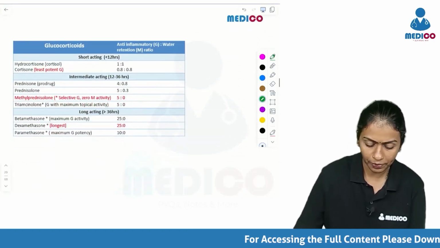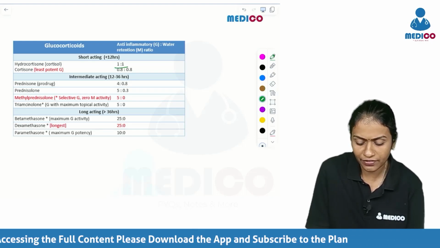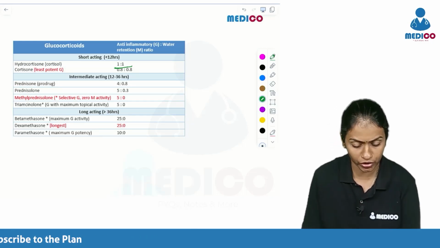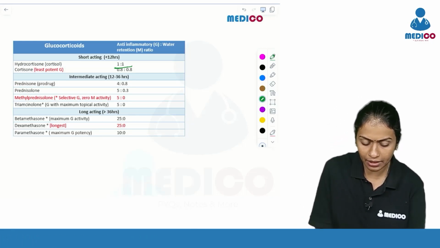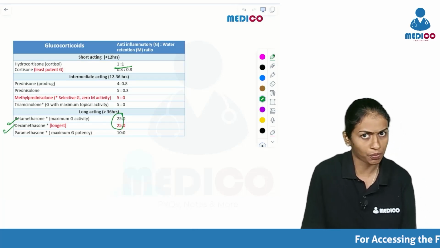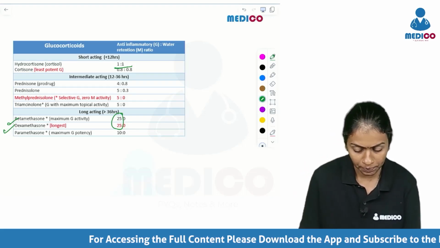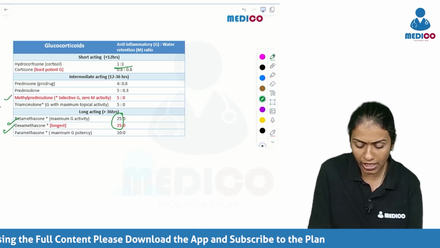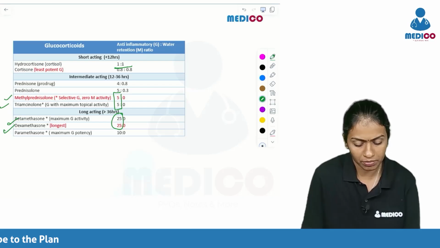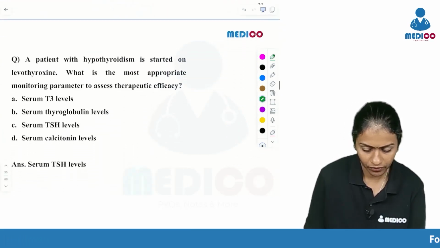So if you see this table, you can see hydrocortisone has got anti-inflammatory to water retention ratio is 1:1, equal glucocorticoid and mineralocorticoid activity. You can see for agents like betamethasone, dexamethasone, only anti-inflammatory, no water retention property is there, because of which we can give it for cerebral edema because there is no water retention property. Now you can see methylprednisolone, triamcinolone and all has got again only anti-inflammatory, no mineralocorticoid activity.